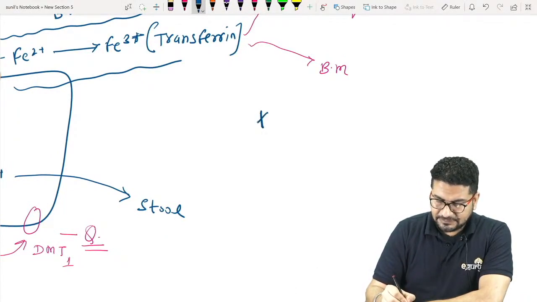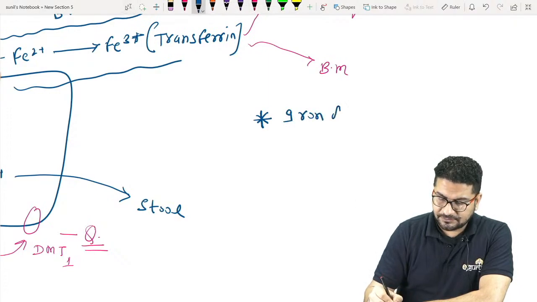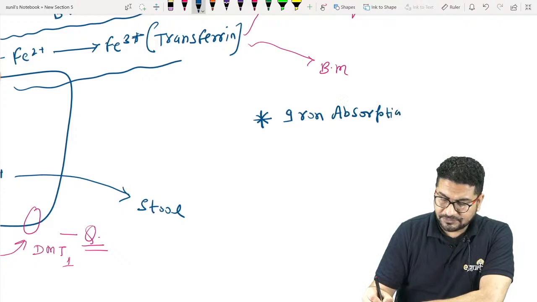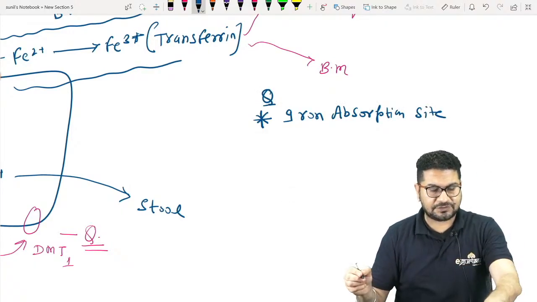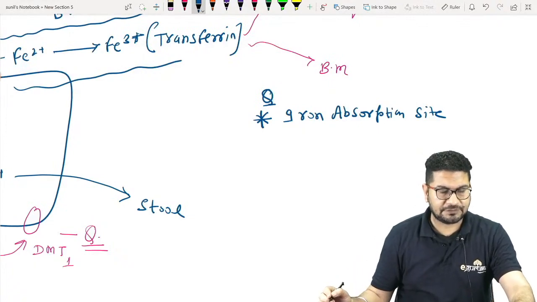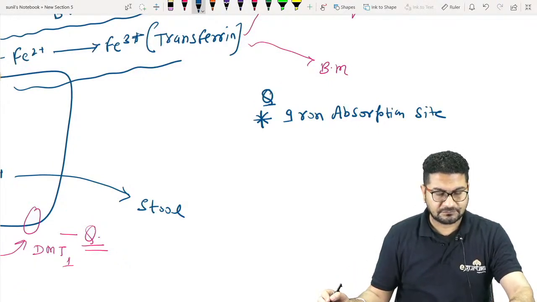Based on this, I will tell you some questions. If I say site of iron absorption occurs where? Tell me the MCQ and the answer. If I ask you where you will see iron absorption, try to answer, guys. Where will you see iron absorption occur?